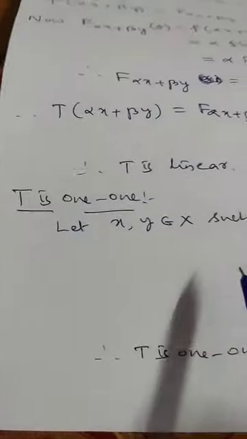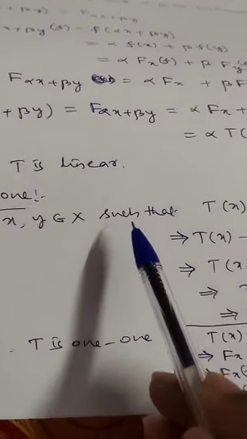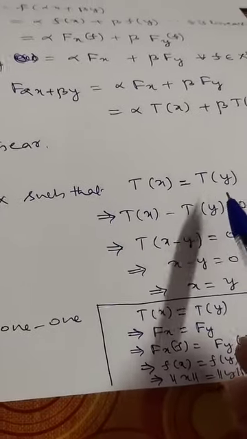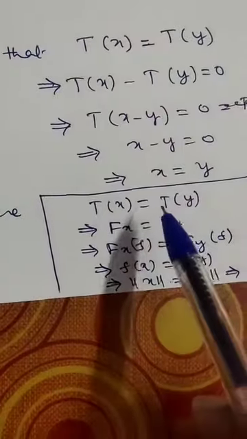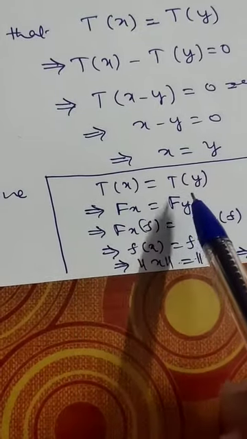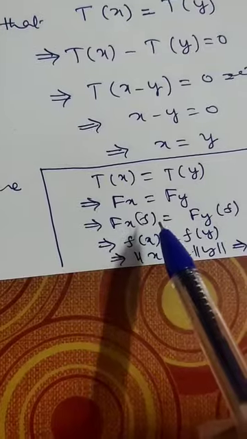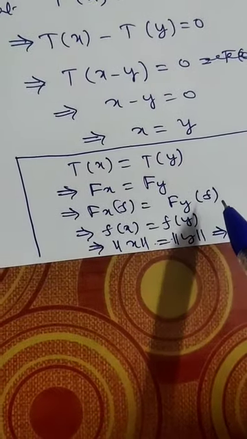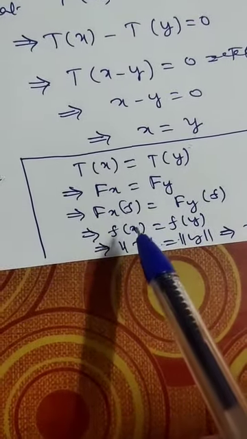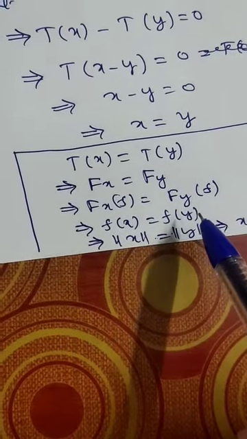Next is T is 1 to 1. For this, let x and y be any two elements of X and consider T of x is equal to T of y. If T of x is equal to T of y, then what will happen? T of x is f_x and T of y is f_y. So f_x is equal to f_y means f_x of f is the same as f_y of f. F_x of f means f of x, that's equal to, similarly, f of y.